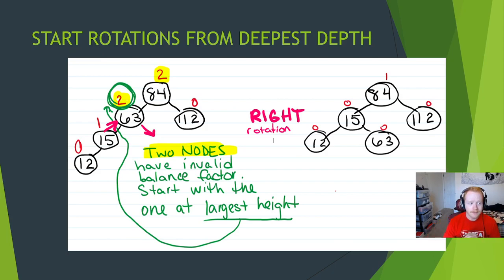But one thing to keep in mind is you want to start rotations from your deepest depth. So in this tree, we have two unbalanced pieces, our 63 node and our 84 node. We want to start with the 63. We want to balance this out first, because if we didn't, our tree would look like 63, 84, 112, 15, and 12. While this is, it's still technically balanced.